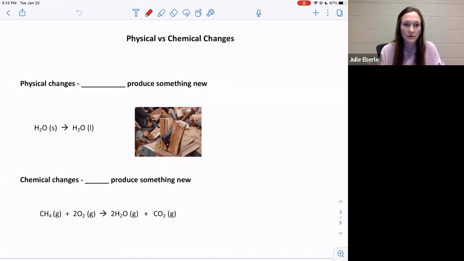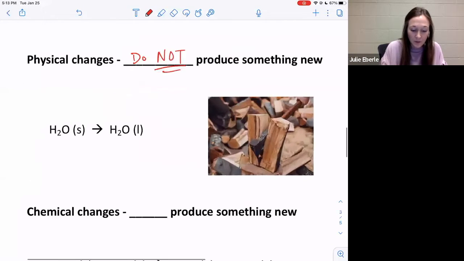The first thing we're going to do is define that a physical change, these changes, they do not produce something new. Okay, so if some type of matter undergoes a change physically, you're still going to have the same kind of matter when it's done undergoing that change. For example, look at my reaction just below.